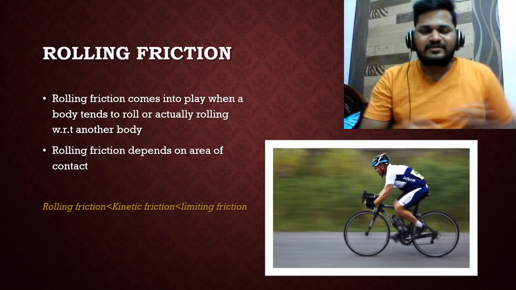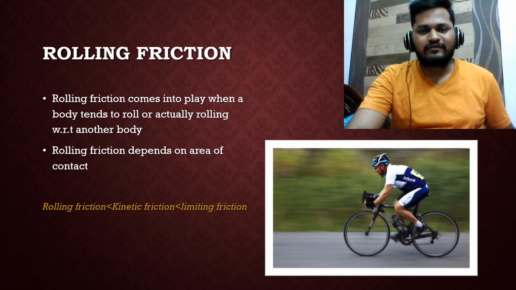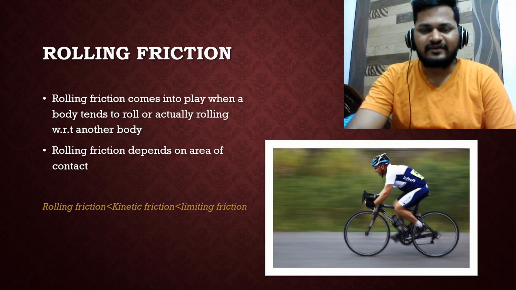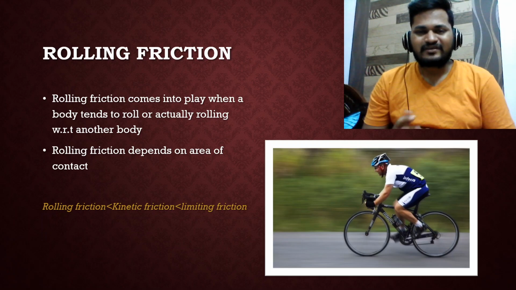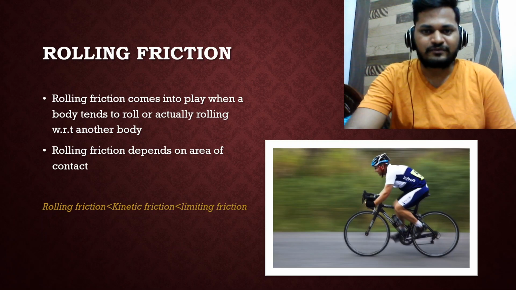Then rolling friction comes into play when the body is rolling or tending to roll with respect to another surface, and rolling friction depends on area of contact. We have discussed that. And rolling friction has the least magnitude among all the types of friction, and limiting friction has the maximum magnitude.